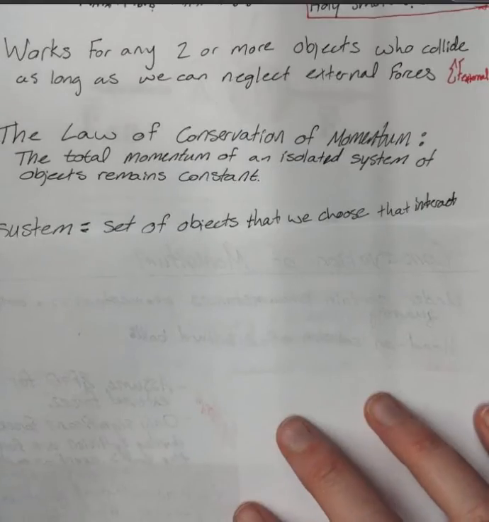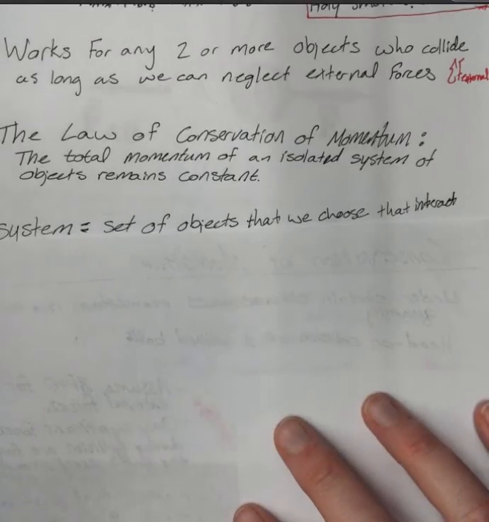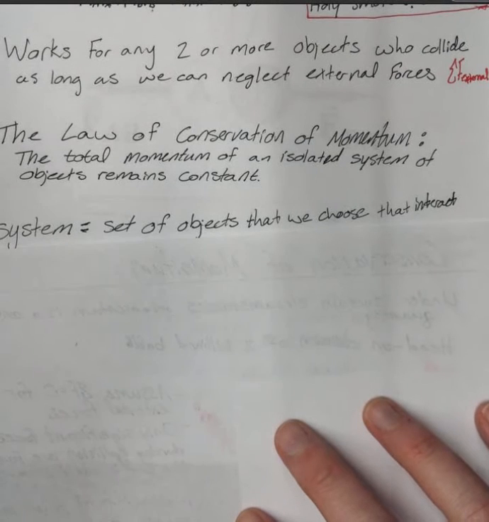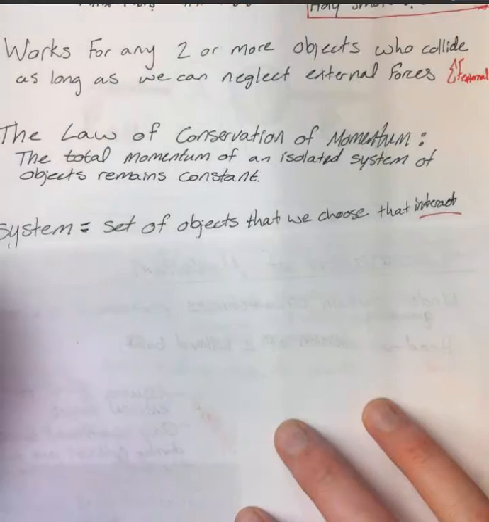To further understand that, we're going to identify a system, which is just a set of objects that we choose and that interact. So anytime you're choosing your system for a momentum conservation problem, or for an energy conservation problem, you just want to pick the objects that are interacting with each other: the objects that are colliding, the objects that are exploding, the objects that are moving toward or away from each other and plan to hit each other or interact with each other. That's your system.